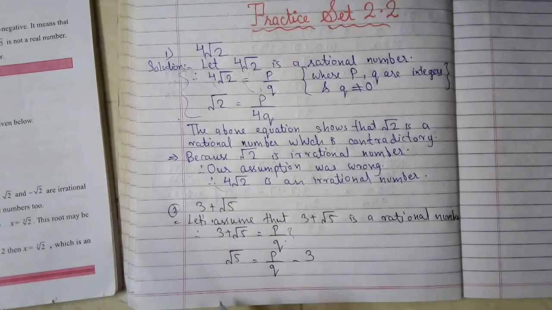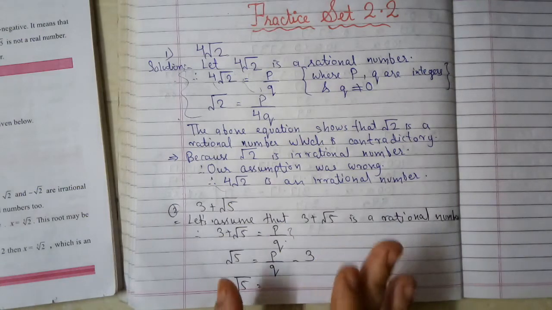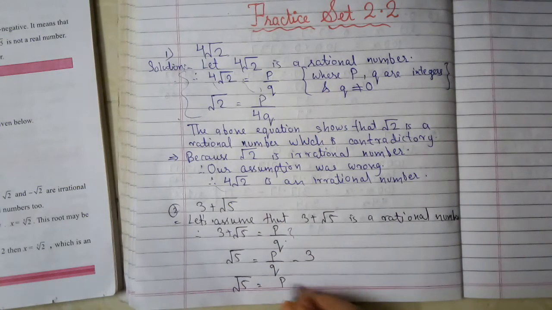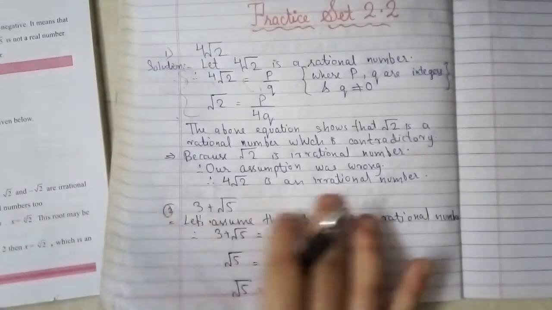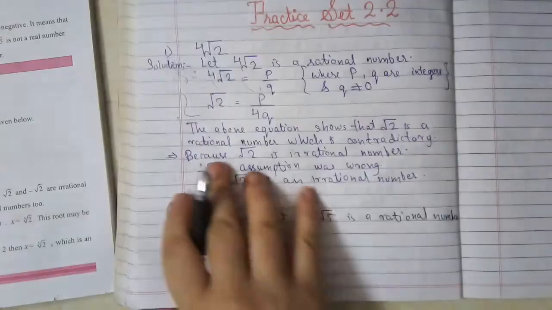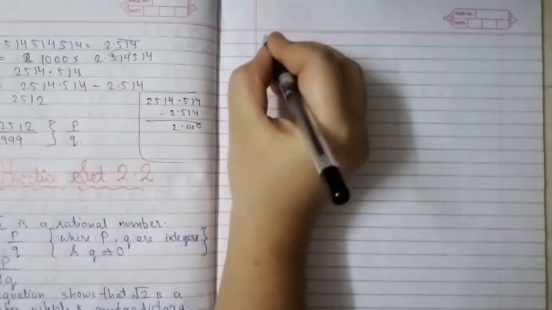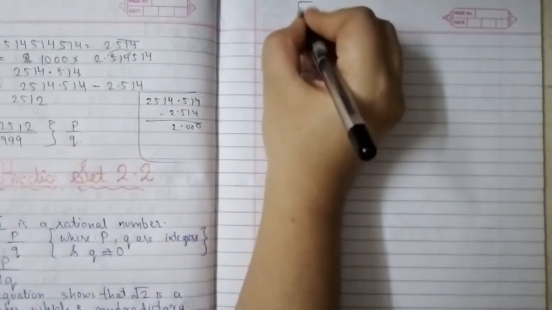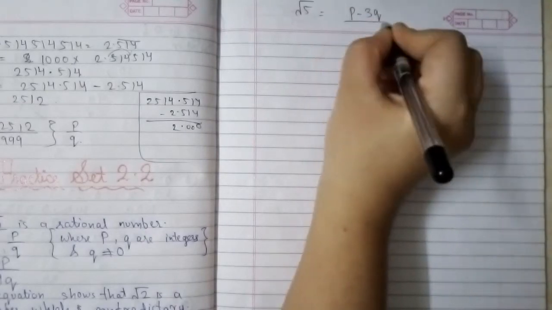Now here we will write root 5, and take the LCM. That means P minus 3Q upon Q. So this is the above equation. The same format we have to follow. We will write the above equation: root 5 is equal to P minus 3Q upon Q.